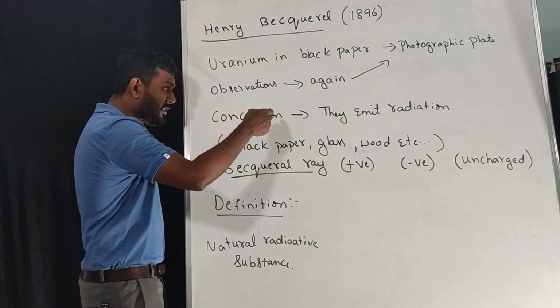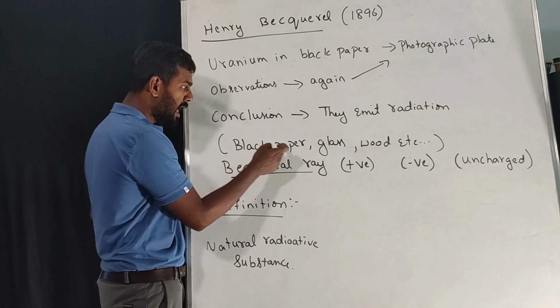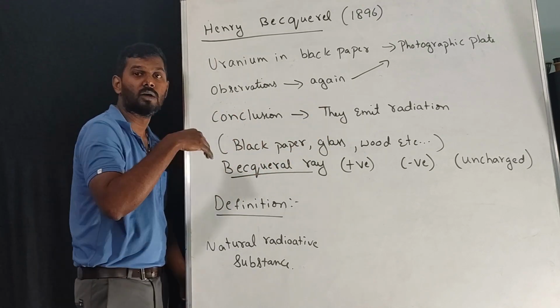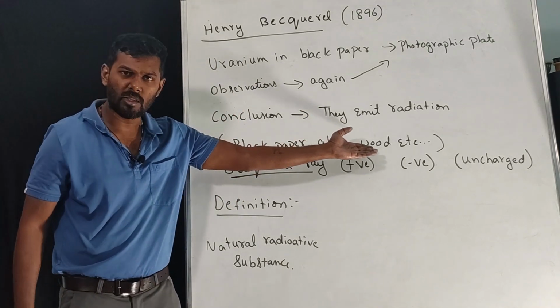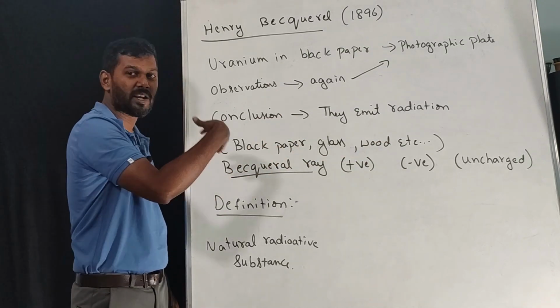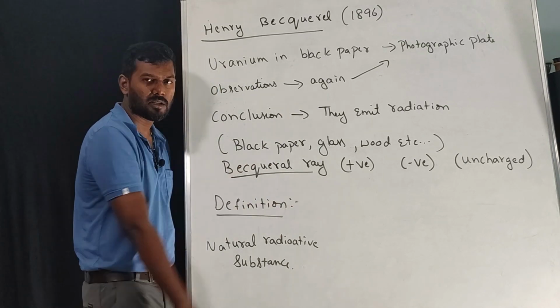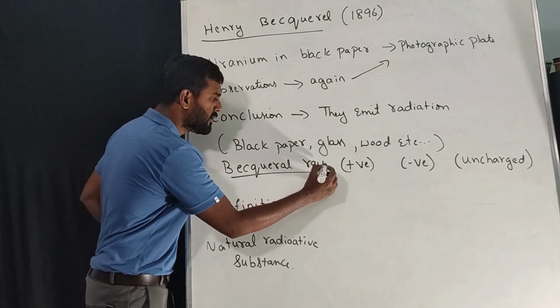These radiations can pass through black paper, glass, even wood, and some other materials. Now these radiations, whatever the radiations emitted by the uranium, are also called Becquerel rays.